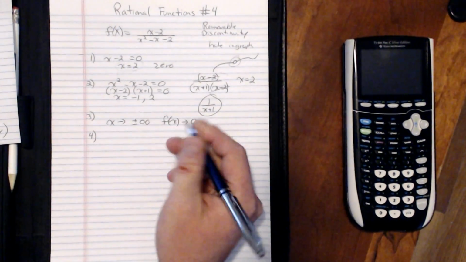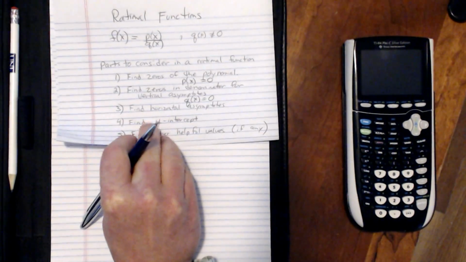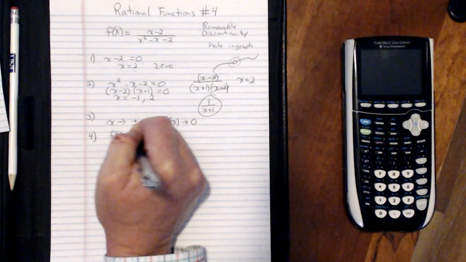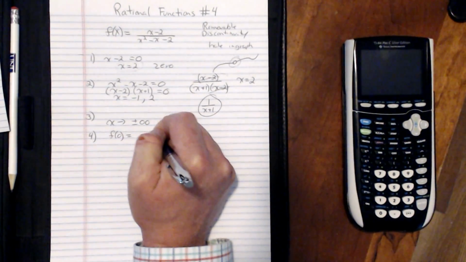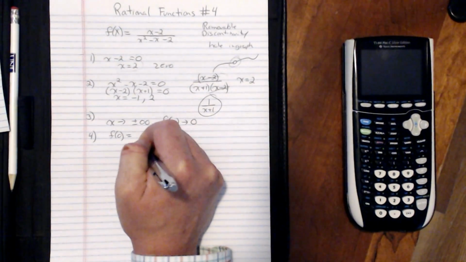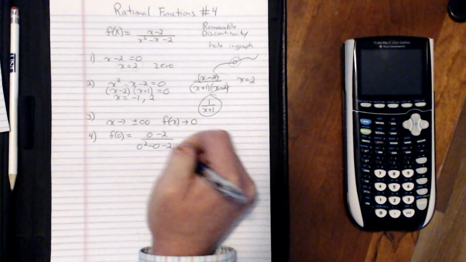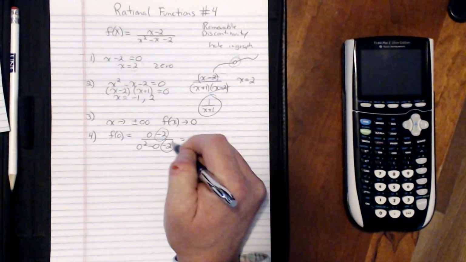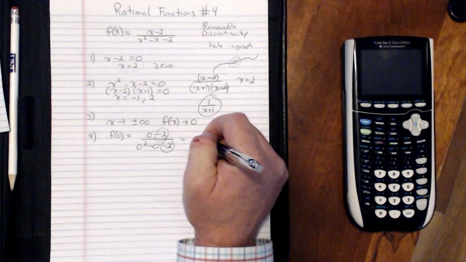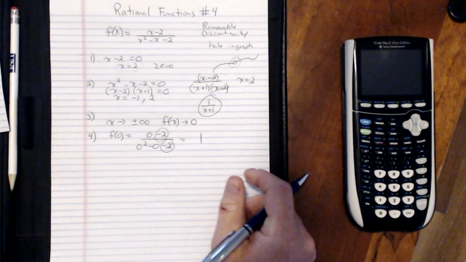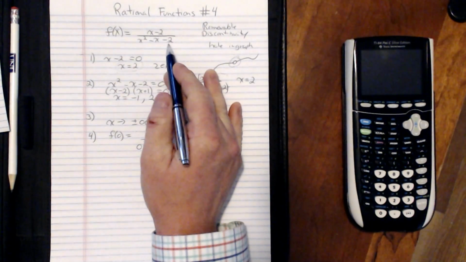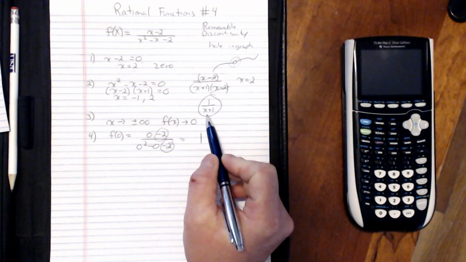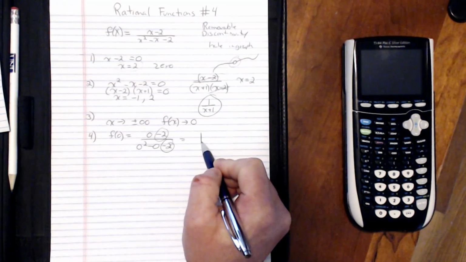Fourth part of it, we're going to find the y-intercept. I'm going to set f of 0 is equal to 0 minus 2 over 0 squared minus 0 minus 2. I'm going to have minus 2 over minus 2, and that's going to be equal to 1. Now, I could have done it with the original function, or I could have done it with the other function as well. I would have gotten the same value for my y-intercept.